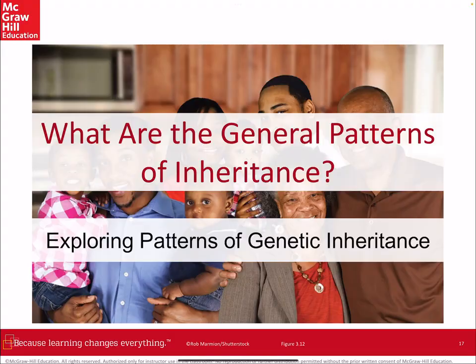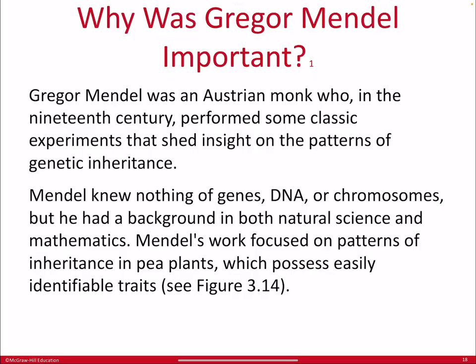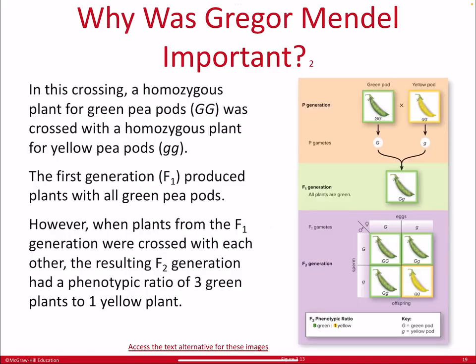What are the general patterns of inheritance? So Mendel did some important work. He was an Austrian monk who performed some classic experiments on pea plants. He knew nothing about genes, and he knew nothing about DNA. But he had a background in science and math, and so he worked out how things can be inherited.